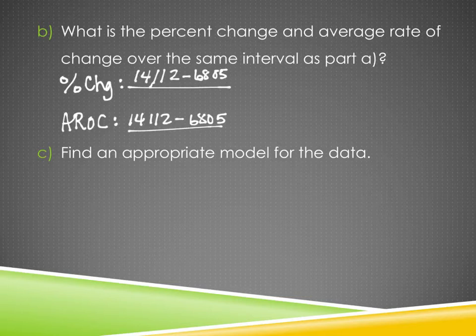So on the first one, percent change, what do I divide by? 6805. I divide by the original, over that time frame, the original number of, in this case, cases of COVID. And then I multiply by 100. That is the calculation that we're performing. So what is 7307 divided by 6805 times 100?